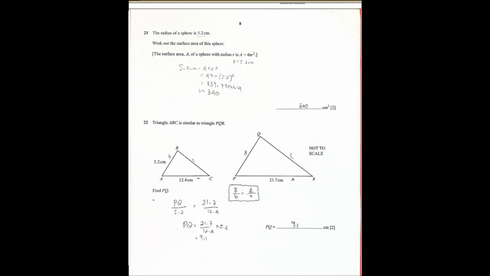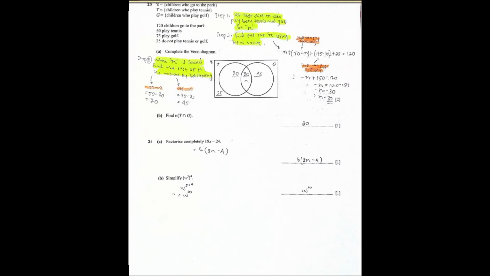Question 22. Triangle ABC is similar to triangle PQR. Divide the largest side by the smallest side of the same triangle. So capital B divided by small b is equal to capital A divided by small a. So in this case we have PQ over 5.2 is equal to 21.7 divided by 12.4. So we will have our PQ as 9.1 centimeters.